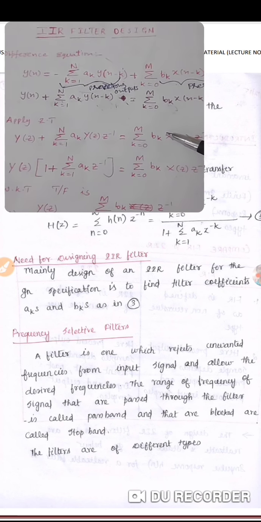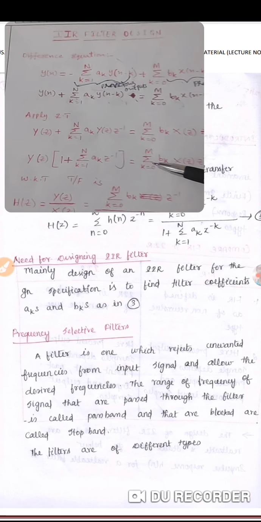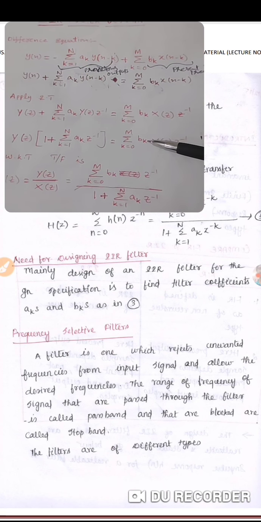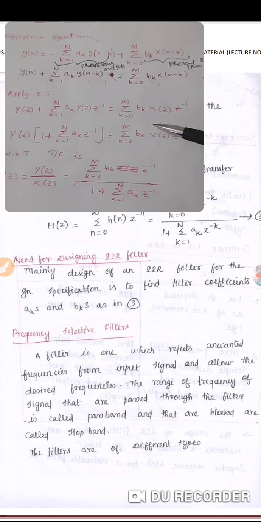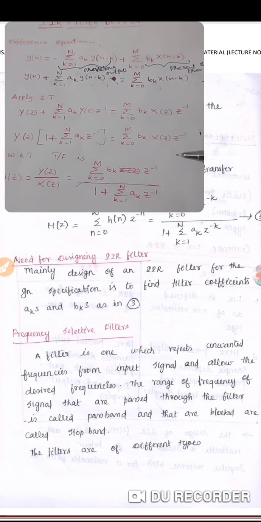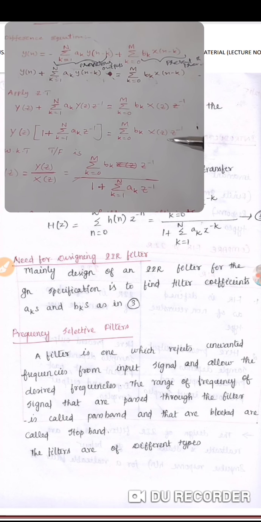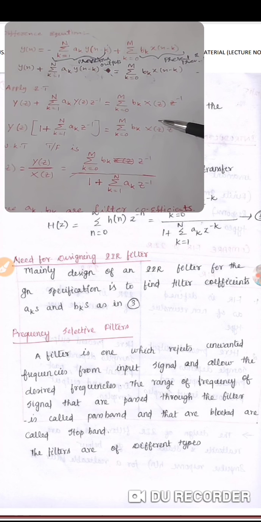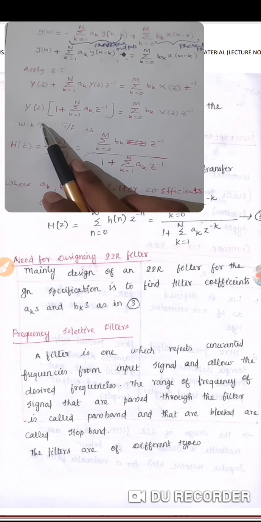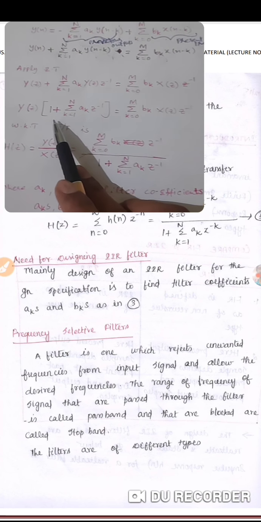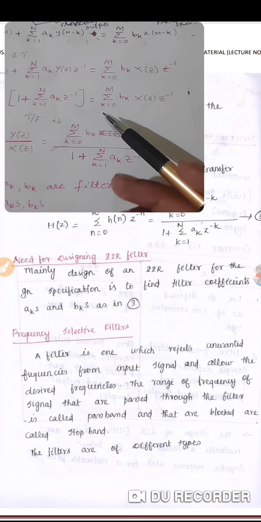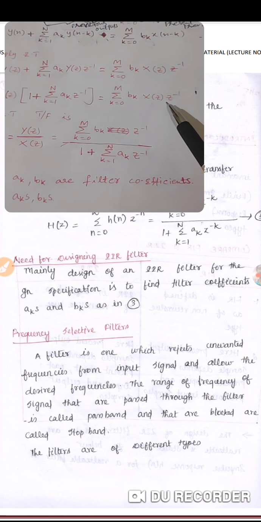If you apply the z transform to this, y of n will become y of z, plus summation k equal to 1 to n ak into y of z into z power minus k, where for y of n minus k, if you use the shifting property of the z transform, it will become y of z into z power minus k. And the inputs, summation k equal to 0 to m bk into x of z into z power minus k. If you take y of z as common, then you will get 1 plus summation k equal to 1 to n ak into z power minus k, that is equal to summation k equal to 0 to m bk into x of z into z power minus k.